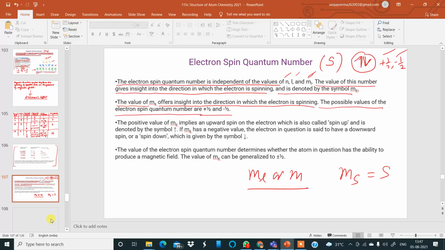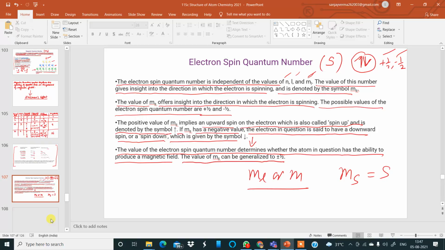The positive value of ms implies an upward spin on the electron, which is also called spin up and is denoted by the up arrow symbol. If ms has a negative value, the electron in question is said to have a downward spin, or spin down, which is given by the down arrow symbol. The value of the electron spin quantum number determines whether the atom in question has the ability to produce a magnetic field or not. The value of ms can be generalized as plus half or minus half.